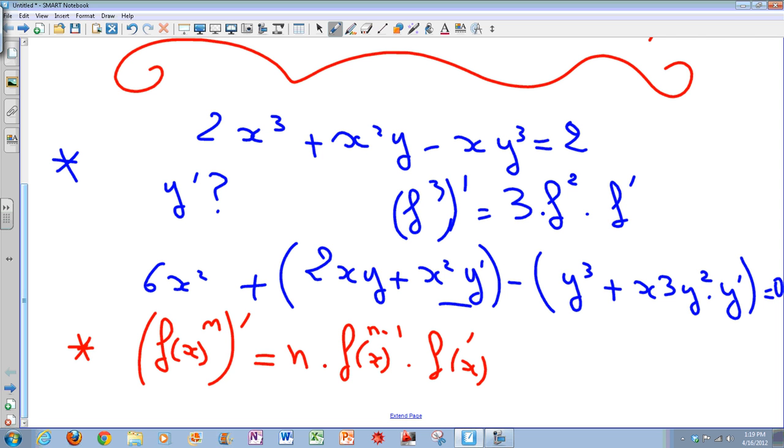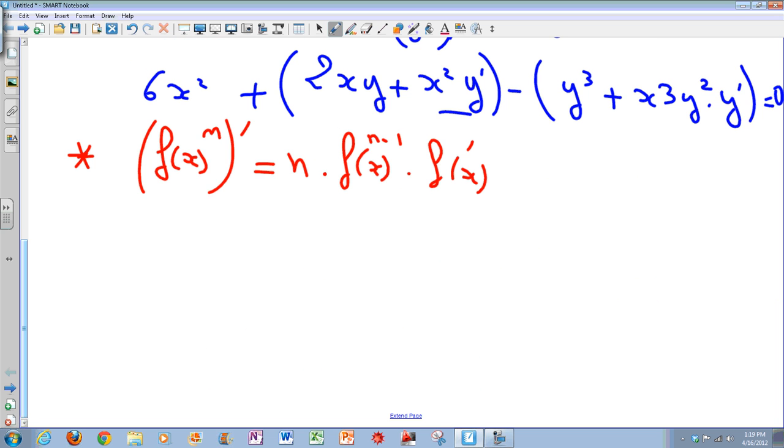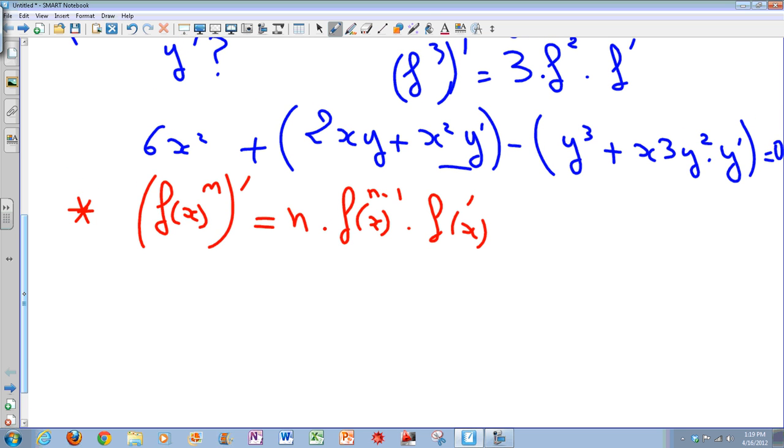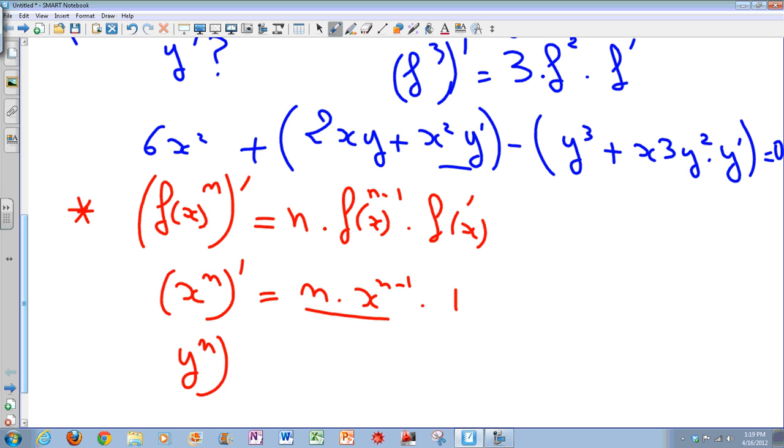You have this in the book. This is the important thing. From this you get everything else. Why? If my f of x is x, same thing. What should I write here? All right. So n x to the n minus 1 times 1. That's it. But if we have y to the n, that means we differentiate. That means this is y.